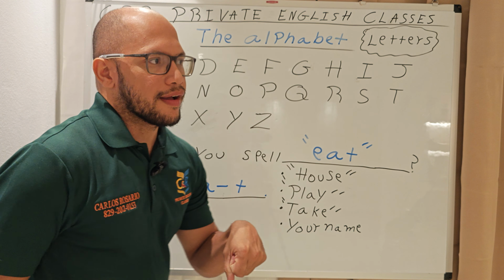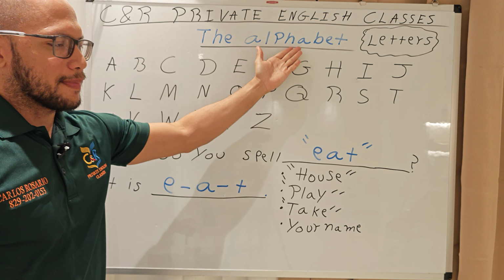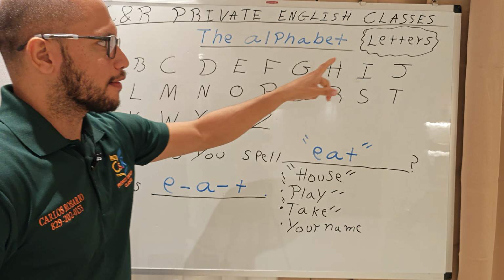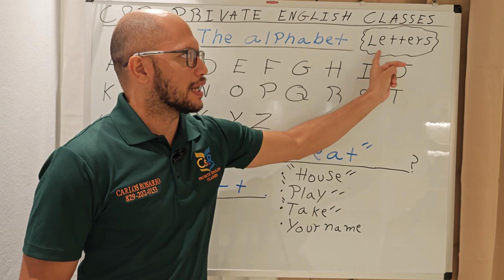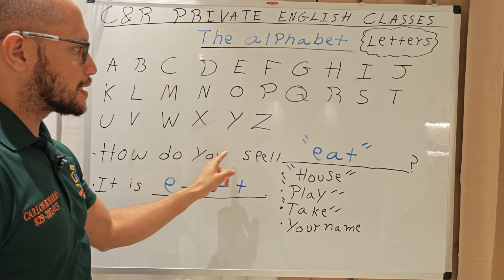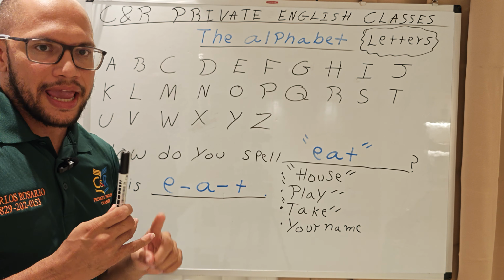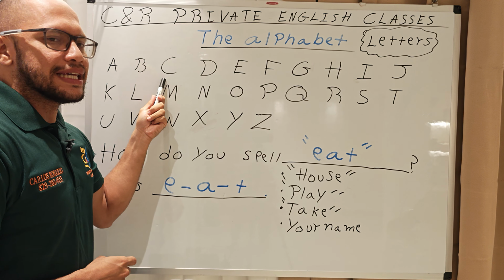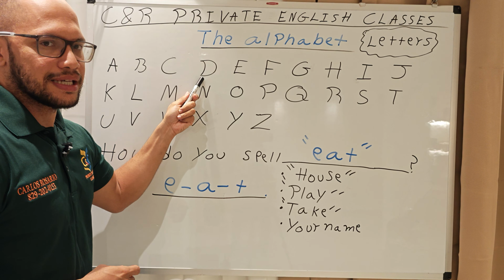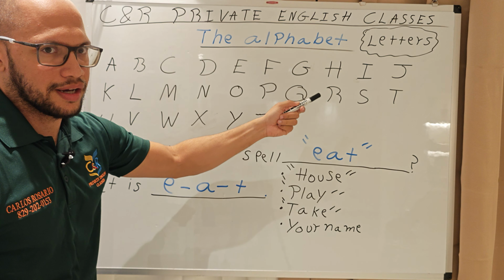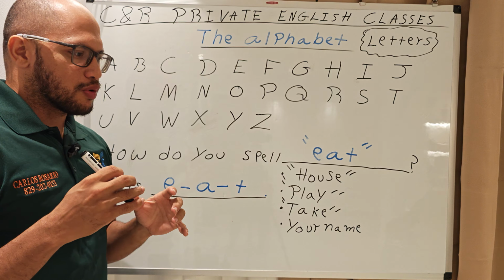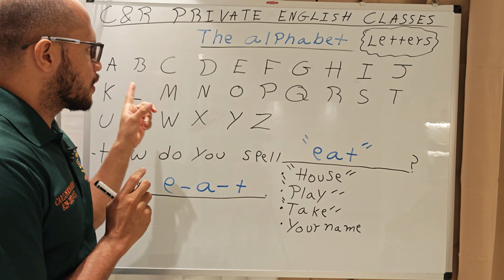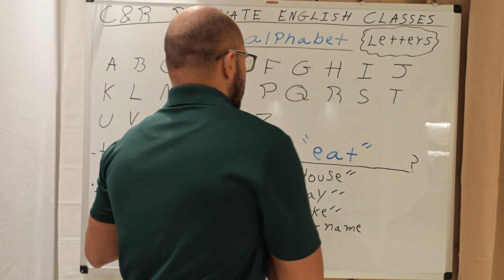So, here we have the alphabet, the alphabet. And here we have letters. These are letters. A is a letter, B is a letter, C is a letter, D is a letter. Well, you understand. So let's focus on the pronunciation of these letters.